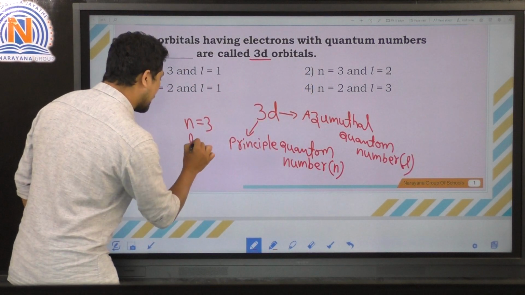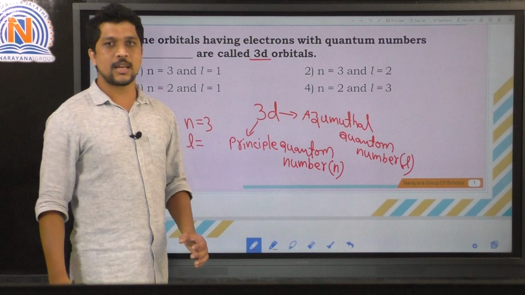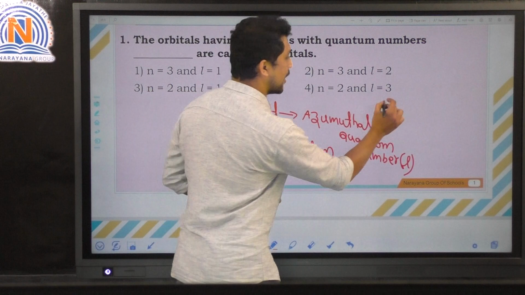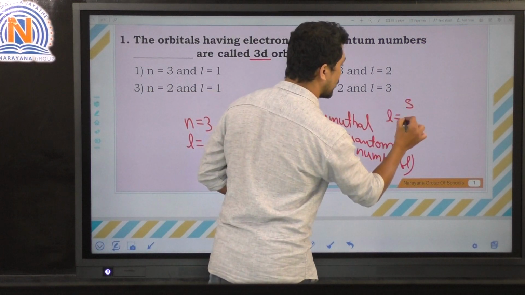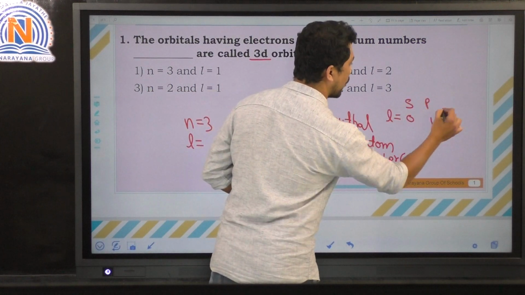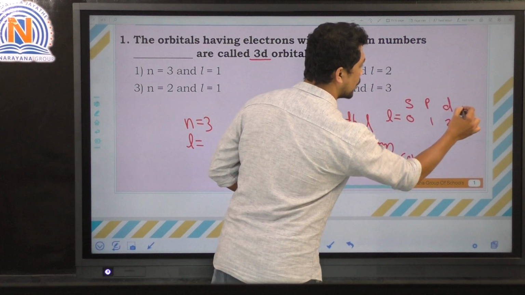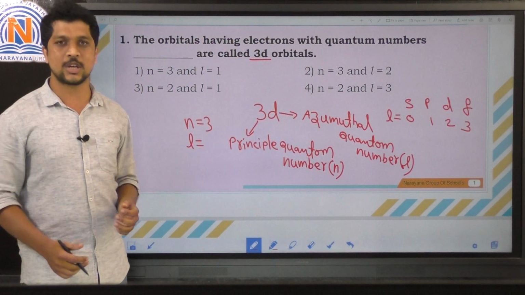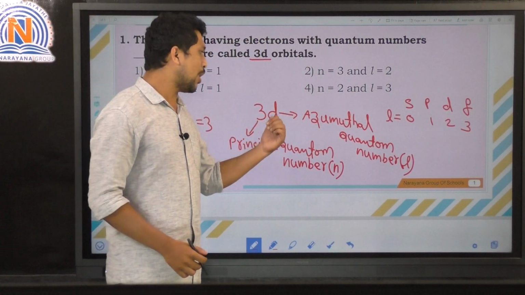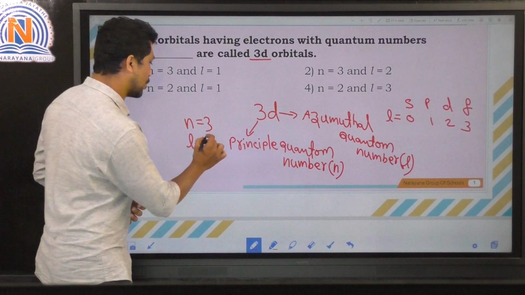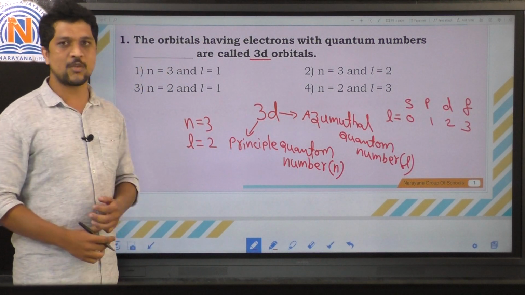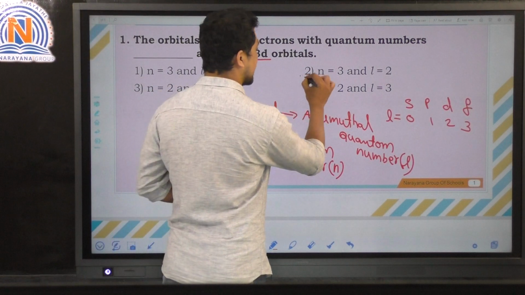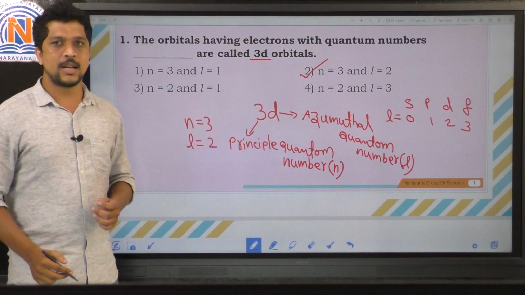So each and every orbital contains a different number which represents the azimuthal quantum number. For example, for s orbital l equal to 0, p orbital l equal to 1, d orbital l equal to 2, and f orbital l equal to 3. So what is the d orbital's azimuthal quantum number? That is 2. So principal quantum number n equal to 3 and azimuthal quantum number l equal to 2. So the correct answer is second option. Let's move on to the next question.